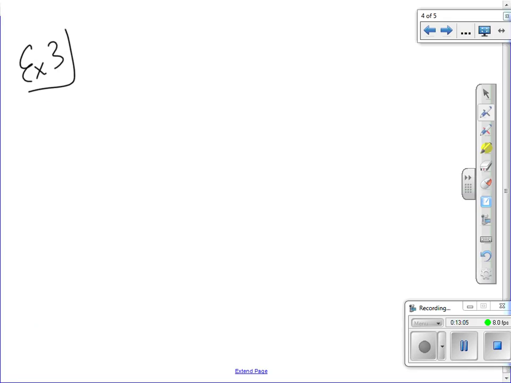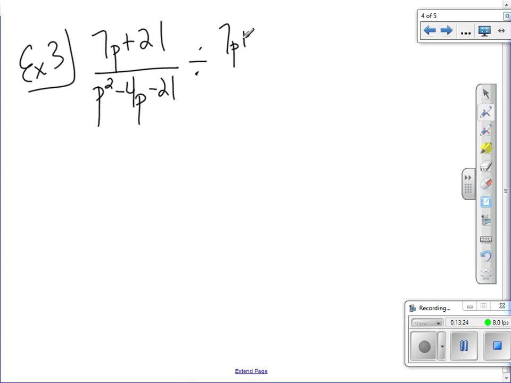And I've already given a heads up, it's going to be some division. We have 7p plus 21 over p squared minus 4p minus 21, divided by 7p plus 21 over, in our downstairs of the second fraction, p squared minus 13p, no, pardon me, plus 42. Okay, now, first thing we ask ourselves is, what kind of problem do we have?